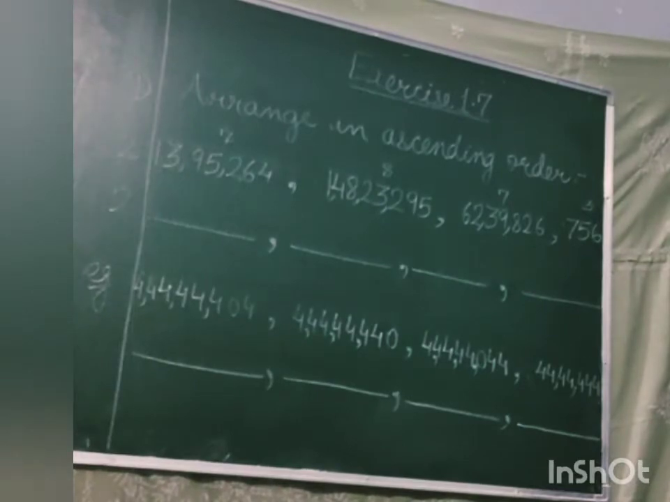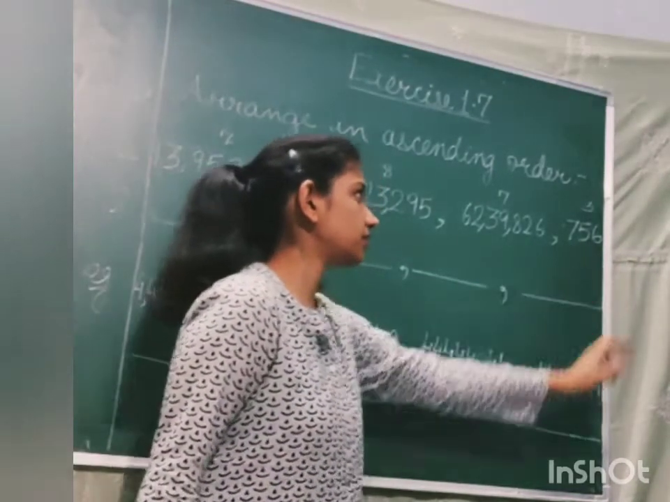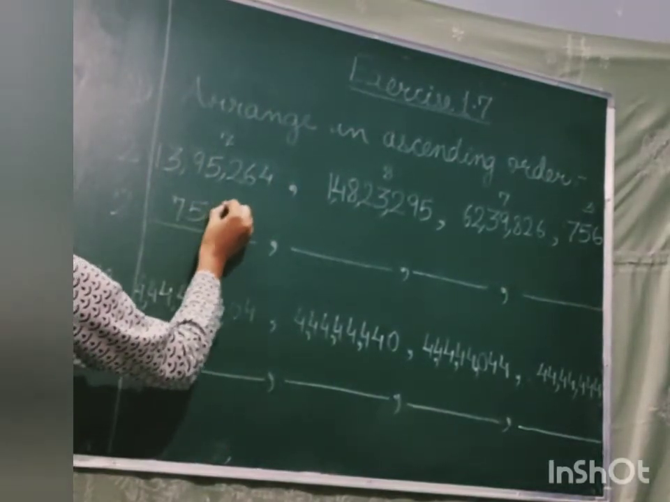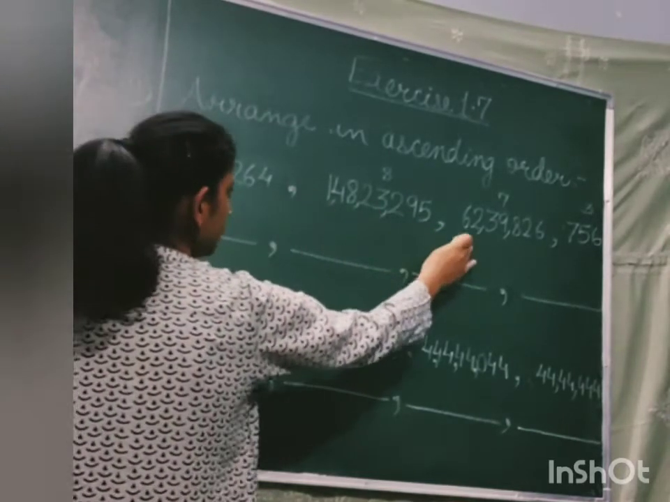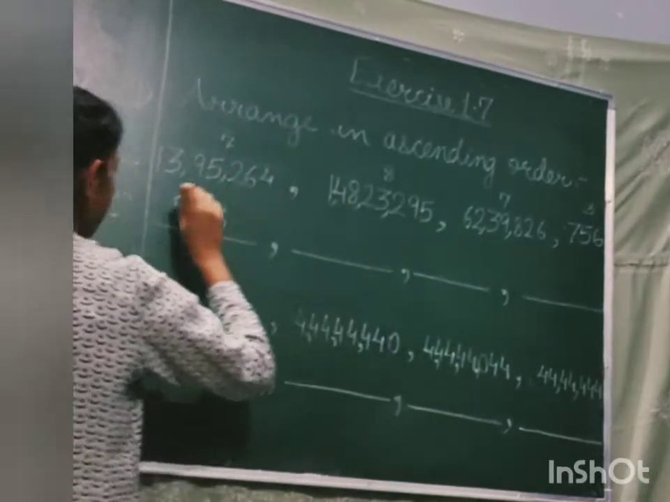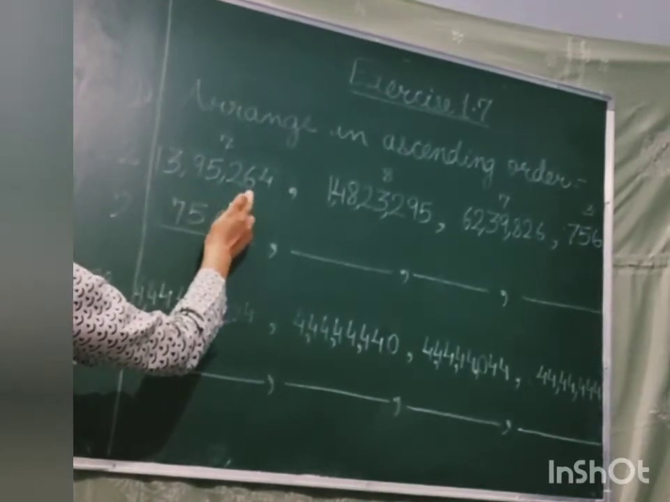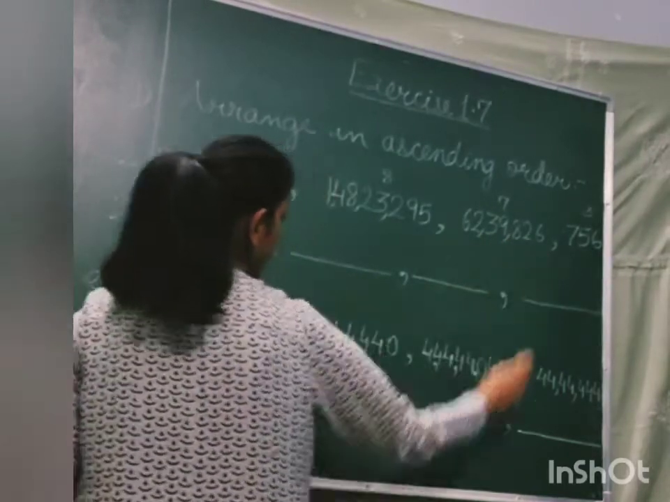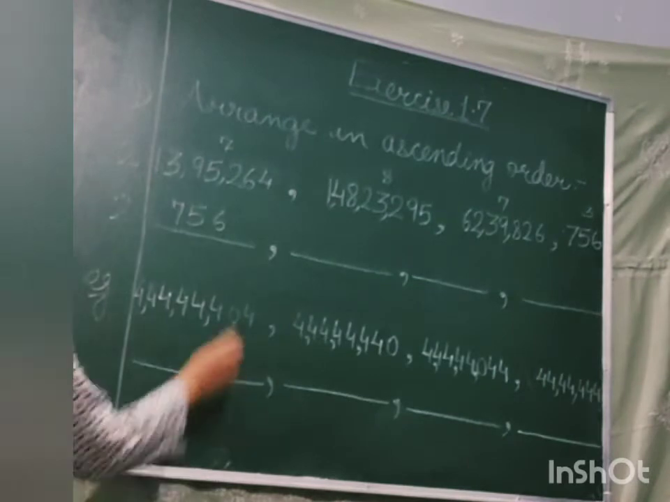So, which is the smallest number? Naturally, the one with the 3 digits, that is 756. So, first let us write down 756. Next, you have two numbers with 7 digits. So, let us compare them. This is 13,95,264. This is 62,39,826. So, which is smaller?